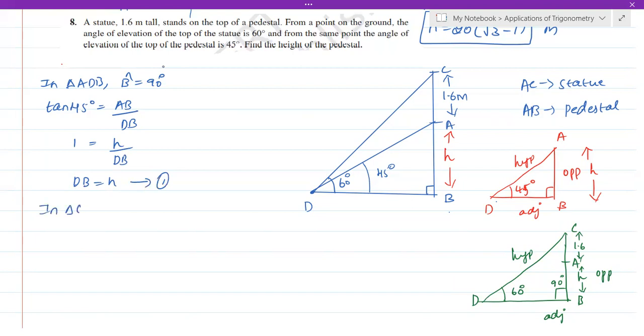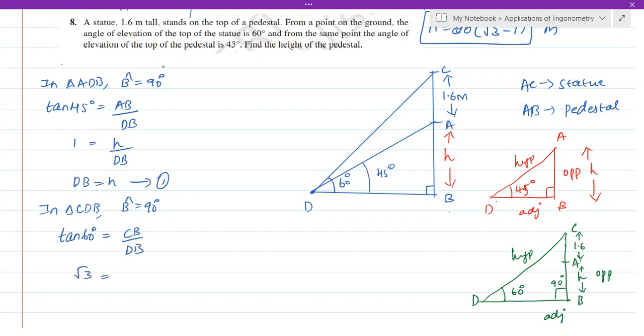Let's take the other triangle, that is CDB. Again, B is 90 degrees. Again, we are going to make use of tan itself. Now the angle is 60 degrees. Opposite side is CB. Adjacent side is DB itself. So tan 60 is root 3.